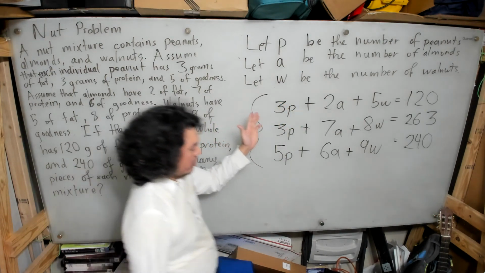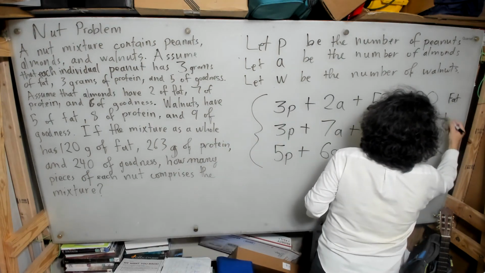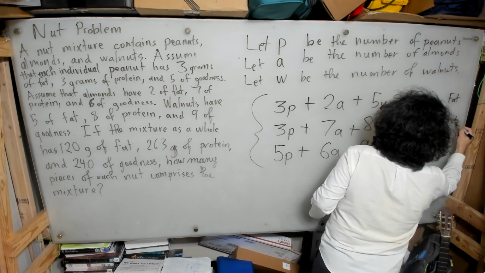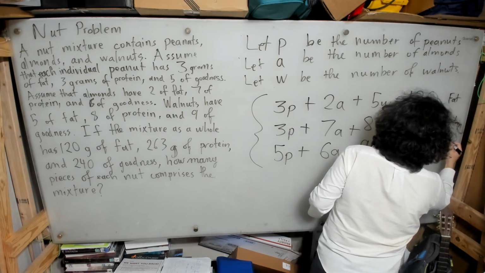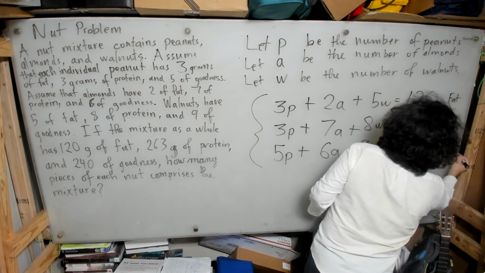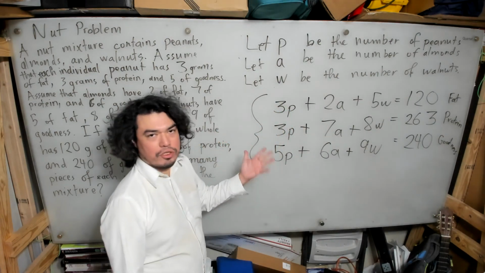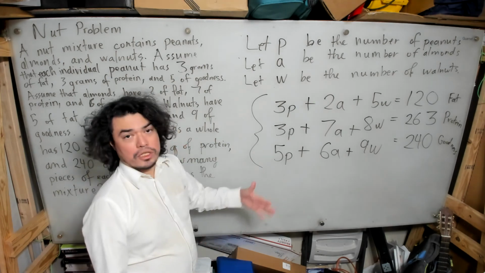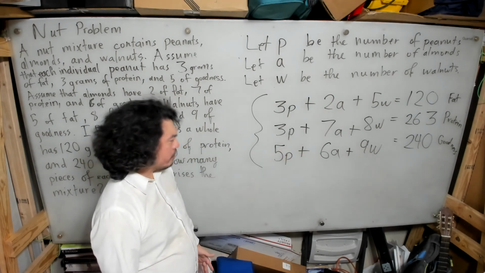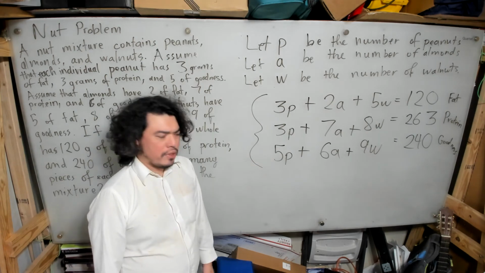The first equation represents our constraint from fat. Our second represents our constraint from protein. And our third represents the constraint given to us by the amount of goodness associated with each nut, and in particular with respect to this mixture. Okay. So this is our system of equations.